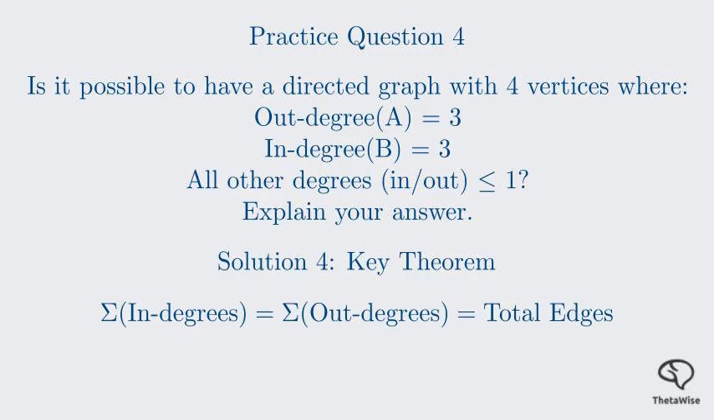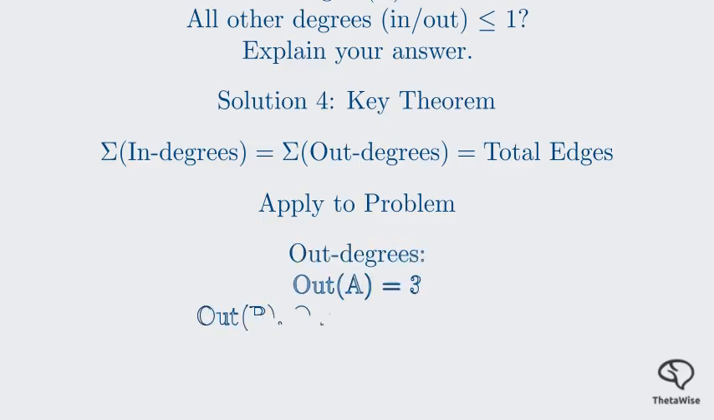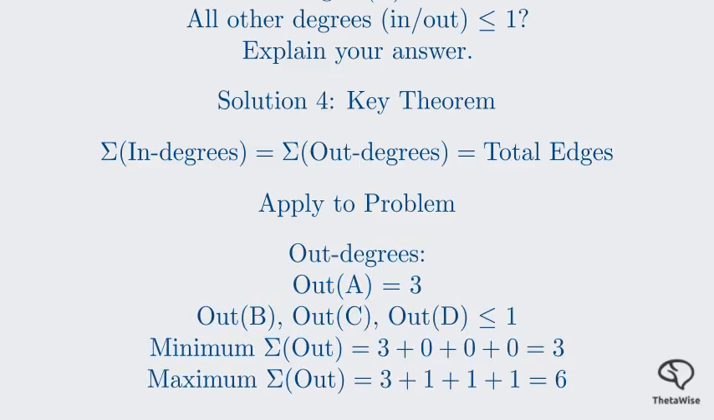This sum is simply the total number of edges in the graph. Now let's apply this to the problem. We have 5 vertices, A, B, C, D, E. Let's calculate the minimum possible sum of out degrees.